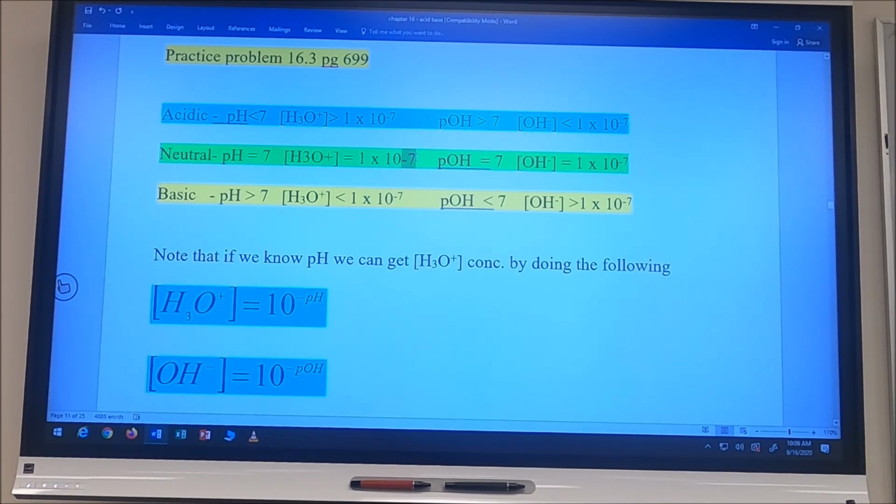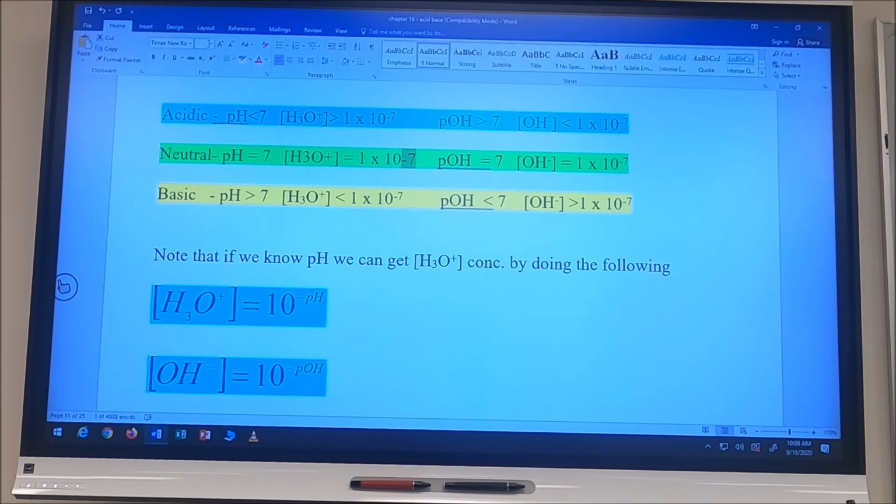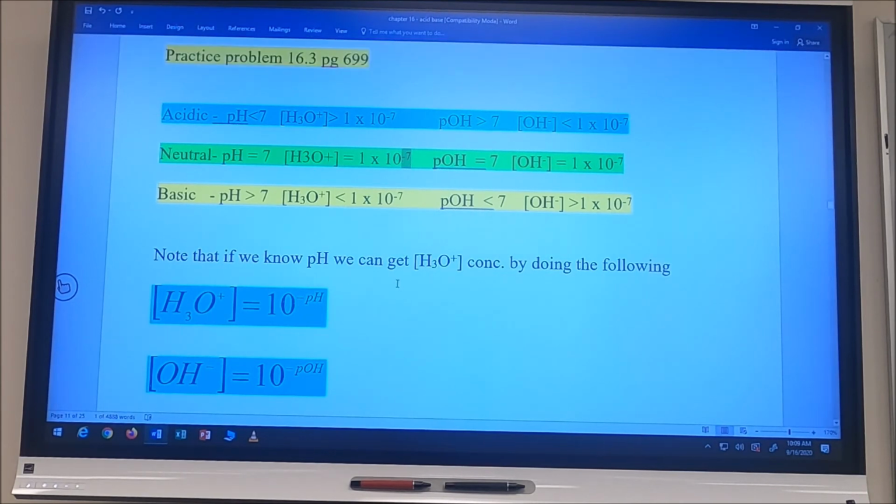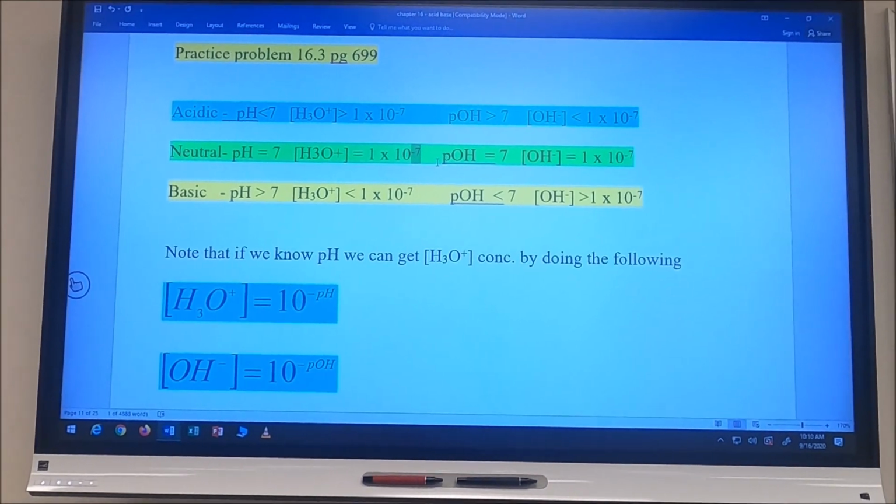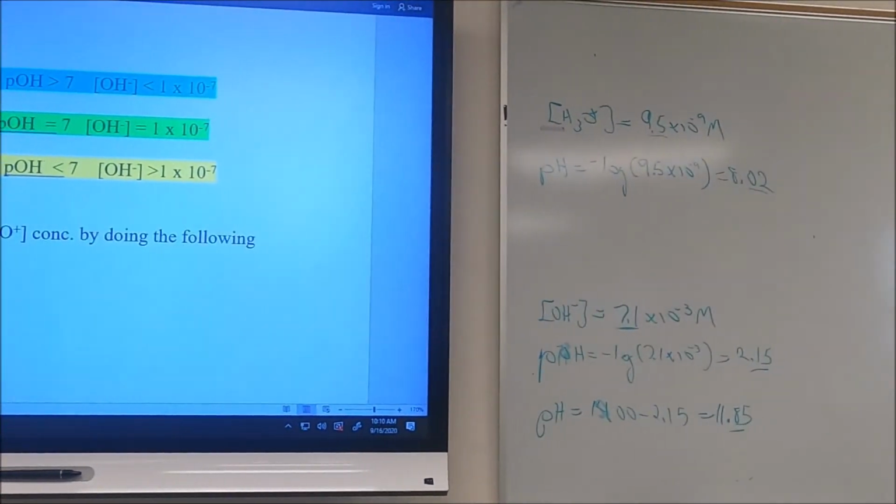Okay, let me fix this real quick. I also gave you the relationships for pOH. We usually really deal with pHs, so I'm not going to really stress that. So acidic, pH less than 7, neutral, pH equal to 7, a solution we consider to be basic if the pH is greater than 7.